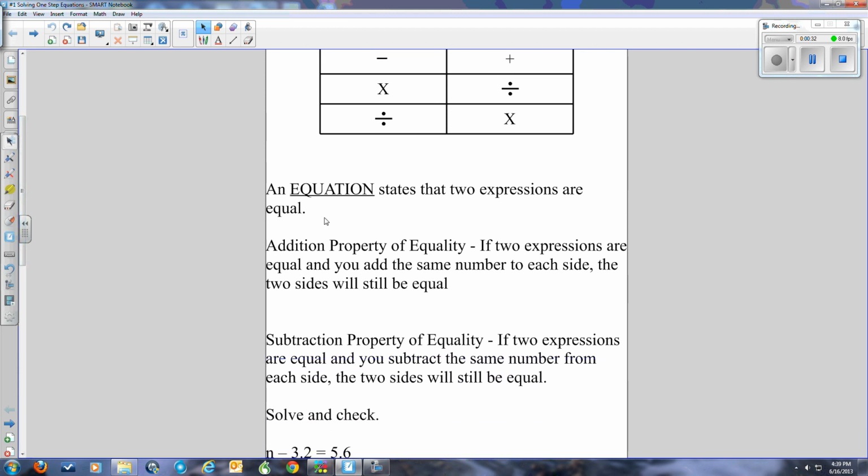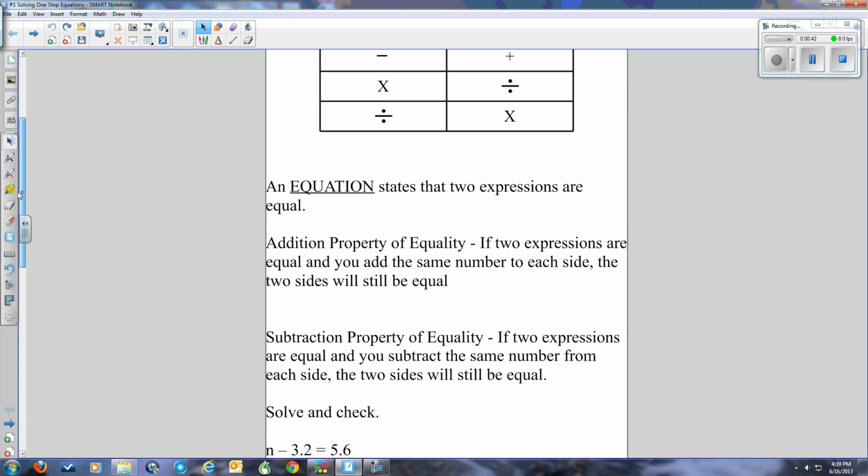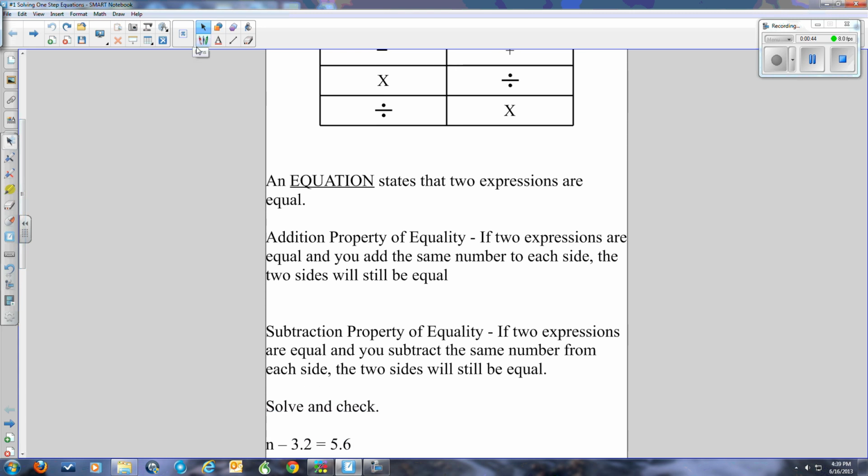The definition of an equation is that it states that two expressions are equal. Now, going back to this idea of opposite operations, we're going to be using the addition property of equality, which says if two expressions are equal and you add the same number to each side, the two sides will still be equal, and that's the addition property of equality.